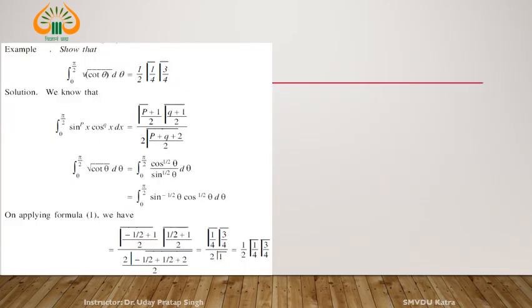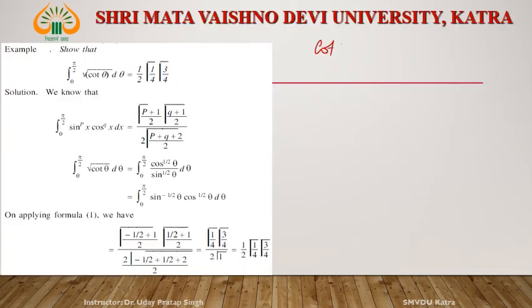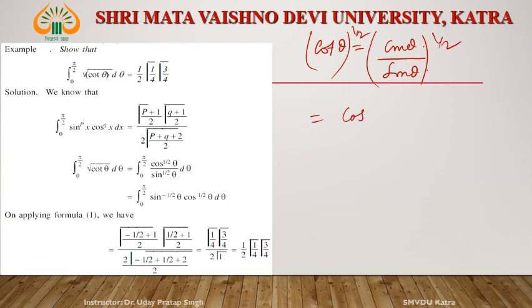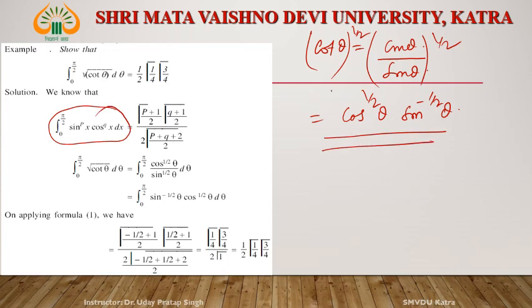Now see, what is cot theta? Cot theta is equal to cos theta divided by sin theta. What is cot theta to the power 1 by 2? Cos theta divided by sin theta to the power 1 by 2. It means cos to the power 1 by 2 theta, sin to the power minus 1 by 2 theta. So comparing this integral with this one, integral 0 to pi by 2 square root of cot theta, that is cos to the power 1 by 2 theta, sin to the power minus 1 by 2 theta d theta.